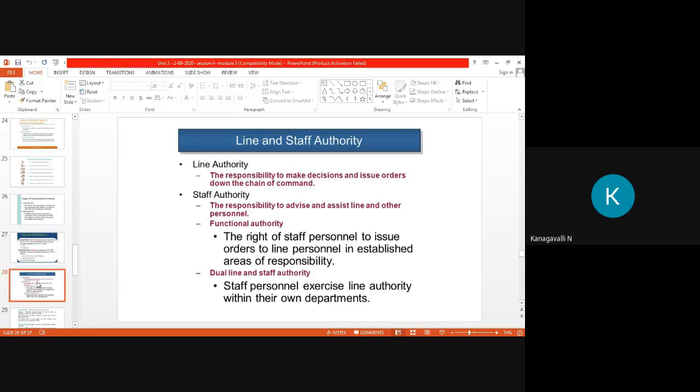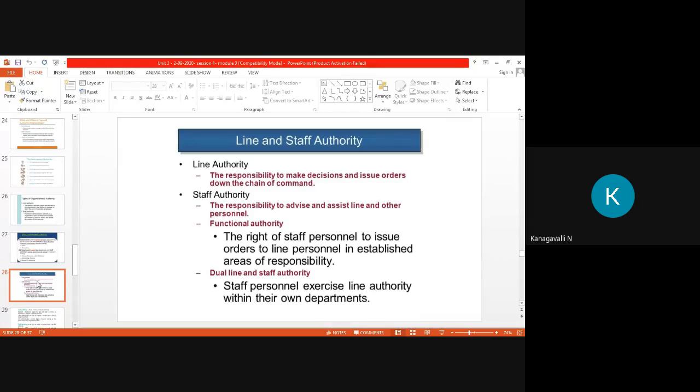Right, in the staff authority, it directly advises and assists the line and other personnel. Who is the functional authority for this staff authority? The right of staff personnel to issue orders to the line personnel in established areas of responsibility. These are the entire part of the story, right?